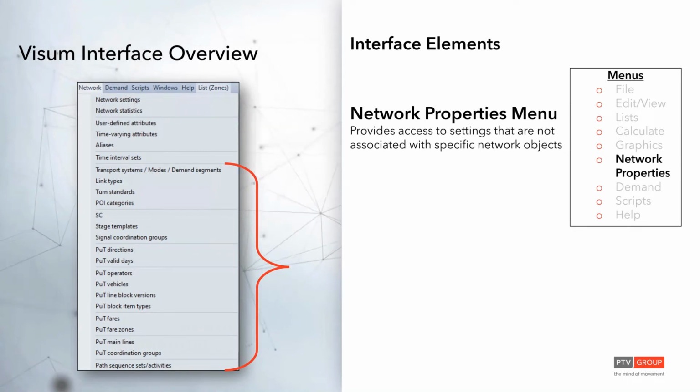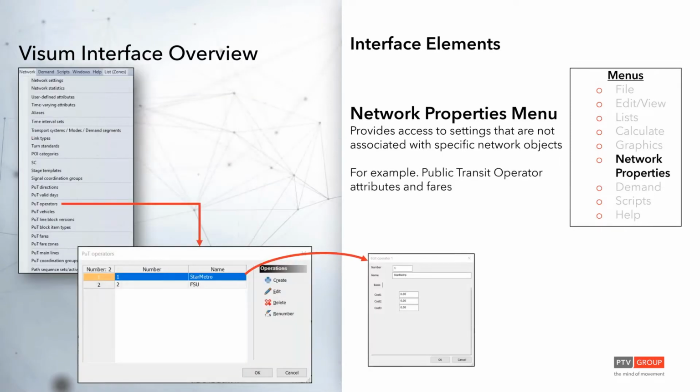Then we have these network properties as well. These are all background properties to the physical objects that you'd put into the network, so things like signal controllers and public transit fares and coordination groups. A good example is our public transit operator. We're going to look at this in our public transit example tomorrow. Right now in the existing model, we have Star Metro and FSU as transit operators. The transit operators are going to have their own stops and their own lines that they'll be servicing, but the transit operator indicates things like fare prices and stuff like that.